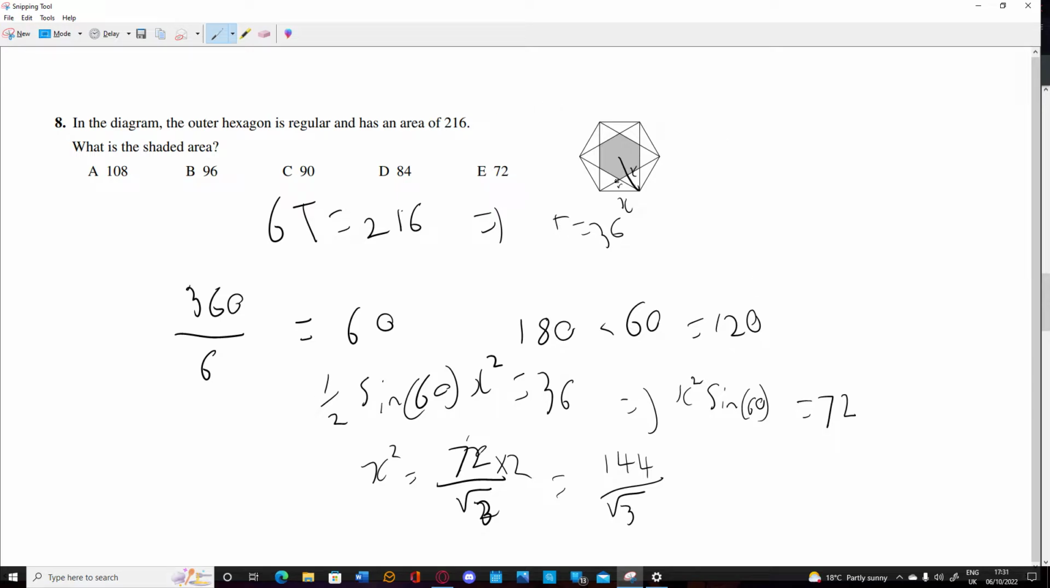So now what we want to do is, we've got the side length of the outer hexagon. And what we can notice here is that we have another triangle here, just there. So we can extrapolate that. So this is going to be side length x, and this angle is going to be 120, and we know it's going to be an isosceles triangle, so we know these bits are going to be 30.